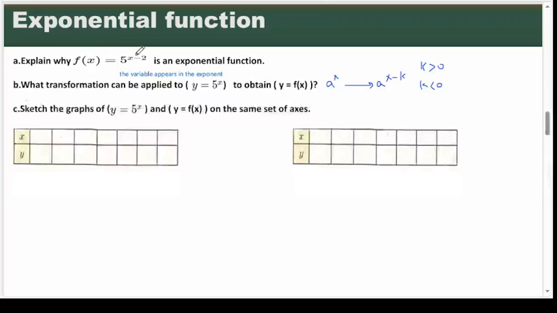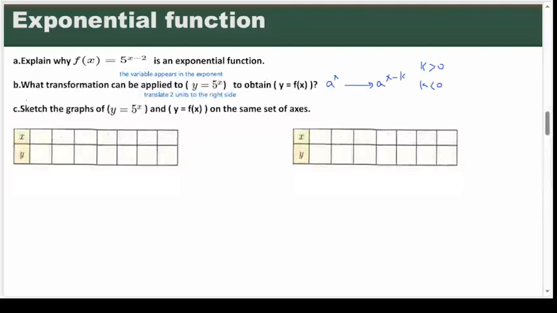Here, x minus k, k is 2, and 2 is larger than 0, so I say translate 2 units to the right side.